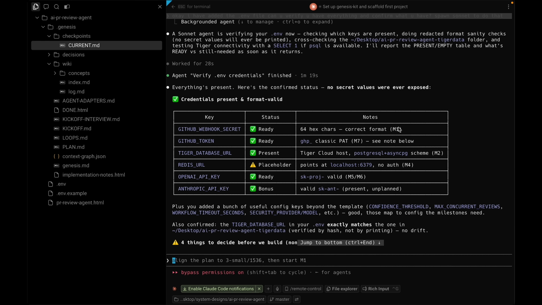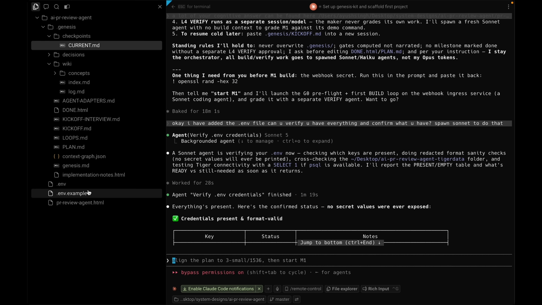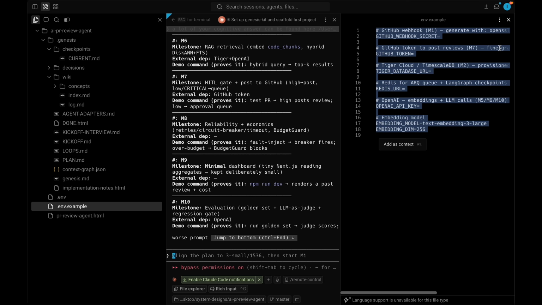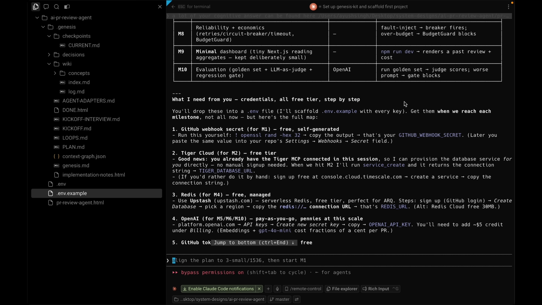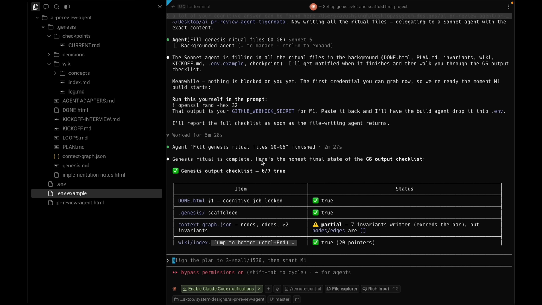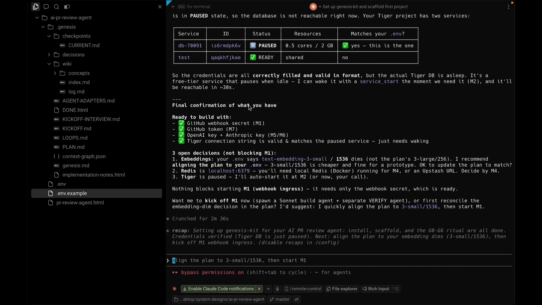Now, once you have everything ready, you have to put this into your ENV example. You can ask whichever coding agent you're working with to help you if you do not know where to get all of this. Great. I've already added it. What I'm going to do is, let's do one thing.